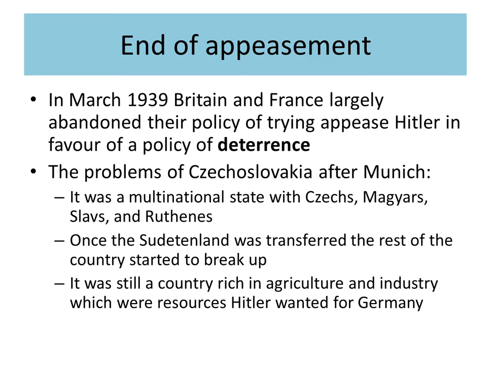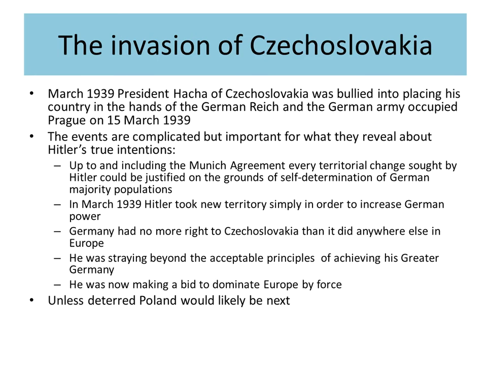It's full of rich agriculture. It's full of industry, armaments, as I said earlier. And these are resources Hitler wants. And of course, after he gets what he wants in the Munich Agreement, he will continue and invade Czechoslovakia.